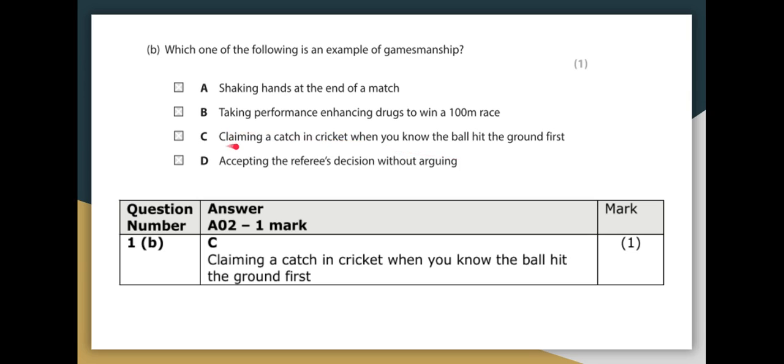So we've got C, claiming a catch in cricket when you know the ball would hit the ground first. So that's the answer. I think this actually isn't the best example, to be honest, that the exam board have given here, because that could also be seen as deviance, because it is cheating, really, claiming a catch in cricket when you know the ball's hit the ground. But out of the 4 options we've got here, it's definitely the closest to gamesmanship.